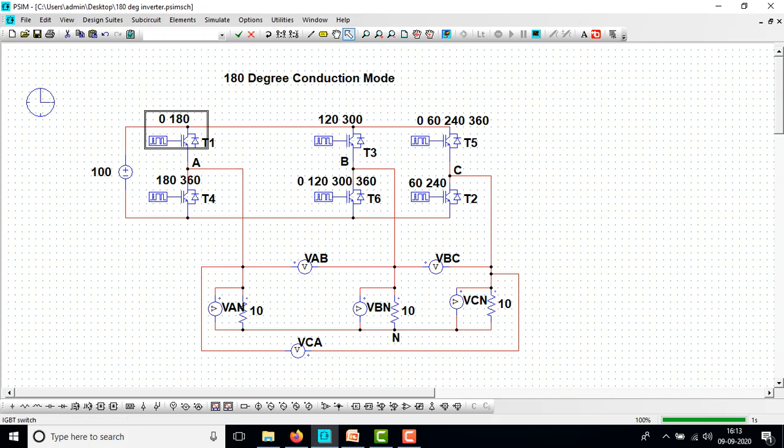So between these two, T1 and T3 will have a phase difference of 120, and T3 and T5 will have a phase difference of 120, that is totally 240. So here it will start the conduction at 120, plus 180 degrees it will conduct, that is the 180 degree conduction mode. So 120 plus 180, 300 degrees. So again from 300 it will conduct for 180 degrees, that is T6 will conduct for 300 plus 180, that is 480. So limiting it to a single cycle, 300 to 360, and the remaining 120 degrees will conduct from 0 to 120 degrees.